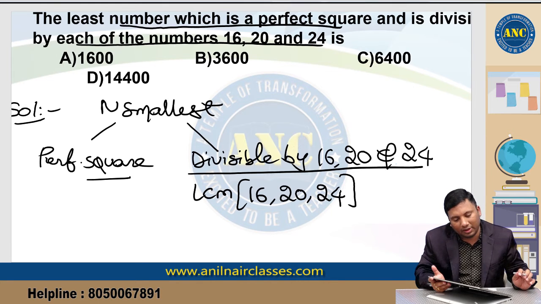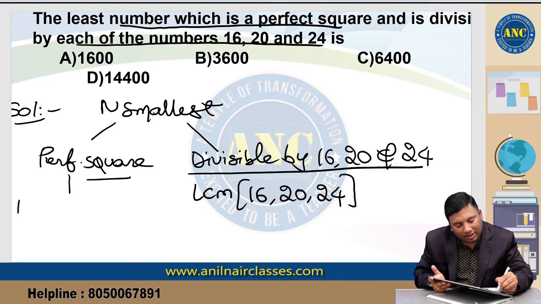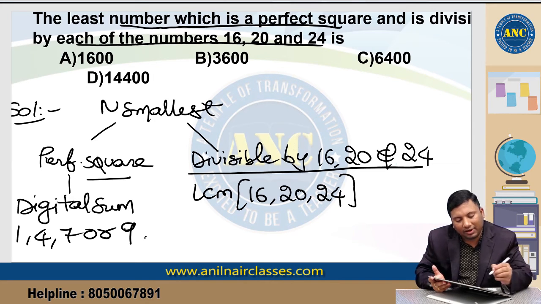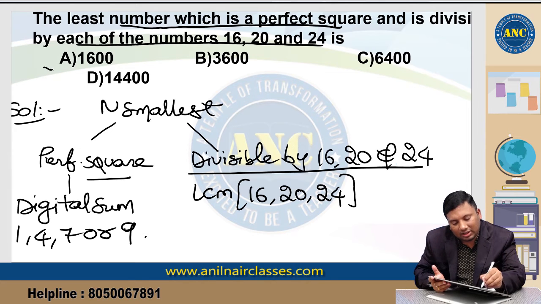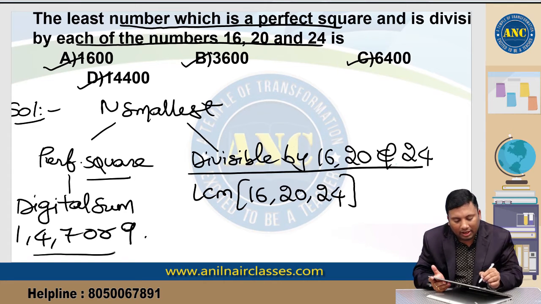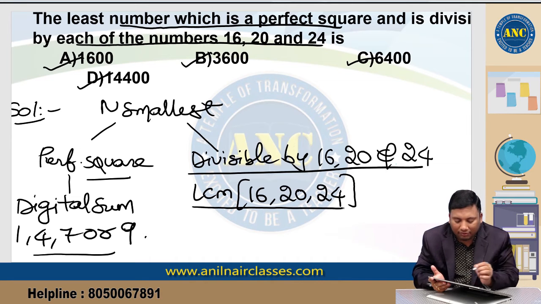First one, it should be a perfect square. A perfect square's digital sum should be 1, 4, 7 or 9. This is 7, this is 9, this is 1 and this is 9. All the options are satisfied. Now it should be the LCM of 16, 20 and 24.